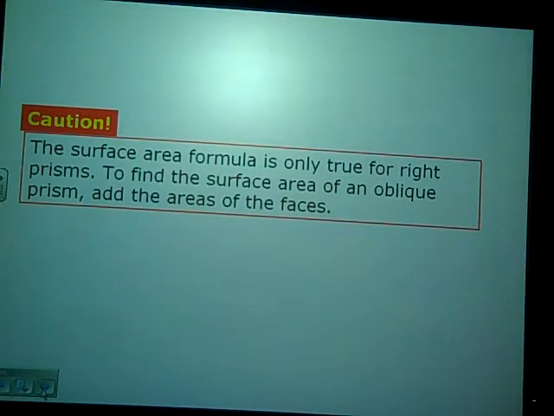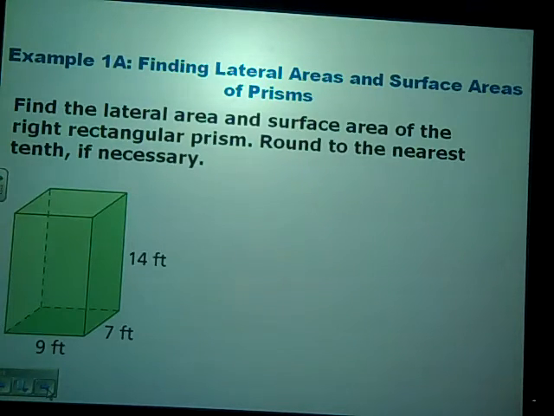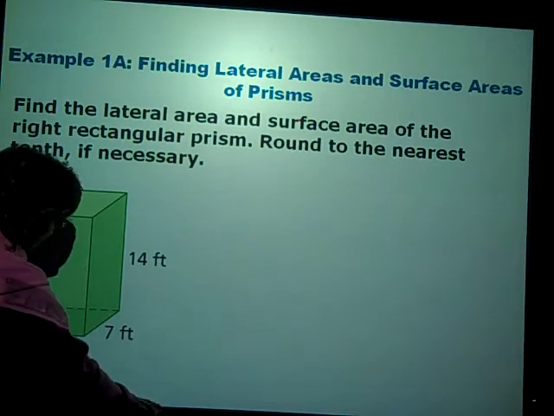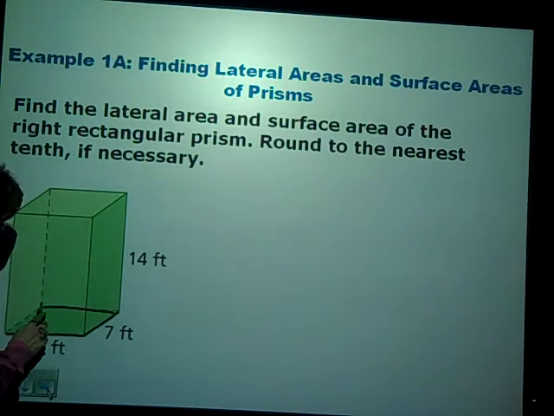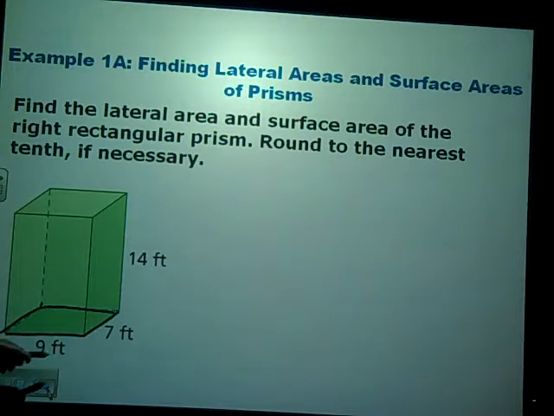Back with us. Remember again, surface area formula only true for right prisms. If it's an oblique prism, you have to find the areas and add them together. Let's look at this now. Right rectangular prism. We have a base down here. 2 lengths of 9, 2 lengths of 7. So perimeter, 2 times 9 plus 2 times 7. Height of 14. So we can write down lateral area, area of the sides, perimeter times height.